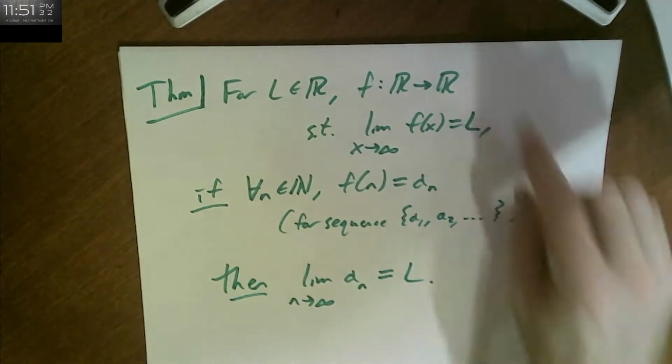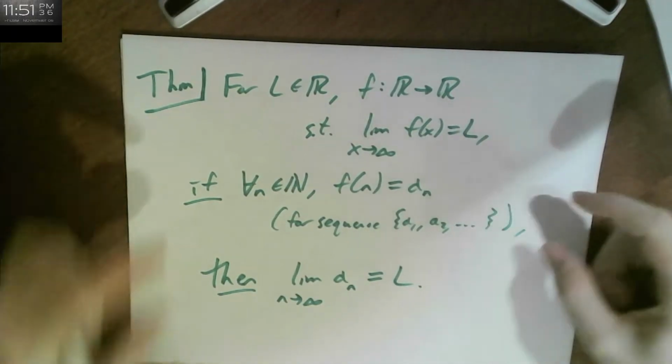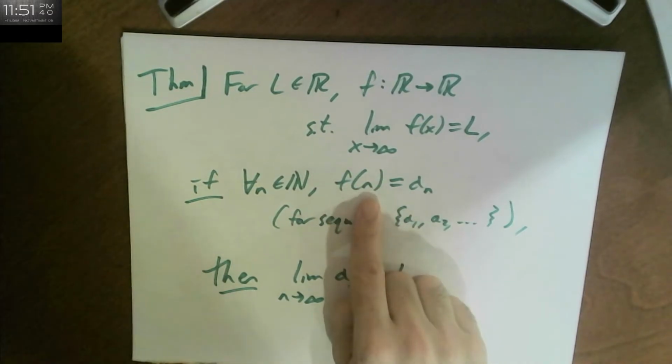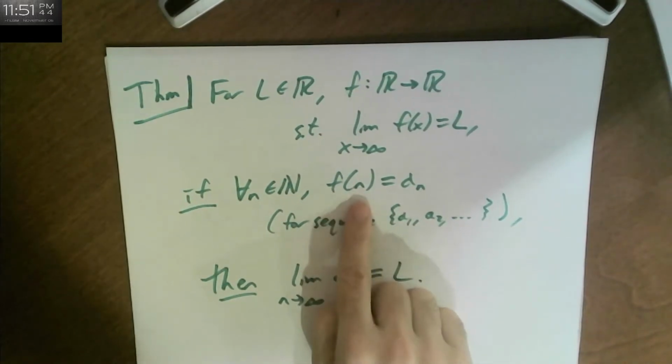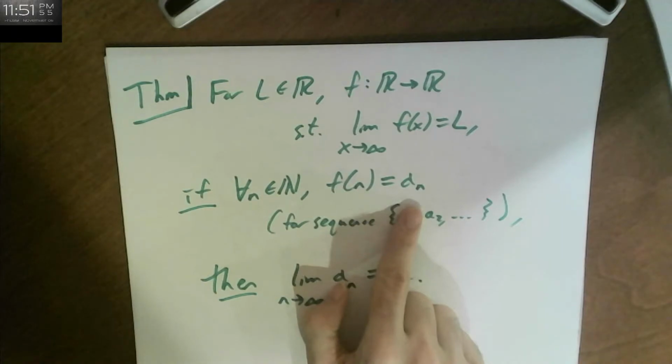If I have a function that has a limit, and here's the key here, when I plug natural numbers into the function, I get my sequence. When I plug in anything else, who knows what happens? I don't care. I don't care what f of pi is. I don't care what f of 9.4 is. But when I plug in 10, I better get a sub 10. When I plug in 11, I better get a sub 11. When I plug in 93, I better get a sub 93.